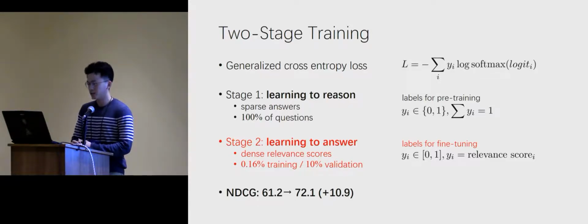This stage can be regarded as learning how to reason from multimodal data. After that, we fine-tune the model using the limited number of dense relevance score annotations. This process can be regarded as learning how to answer like humans. We find that such a fine-tuning stage finally improved the NDCG by over 10 points.